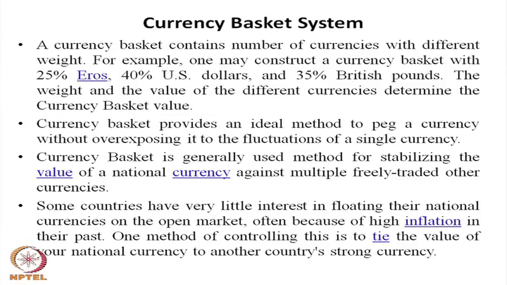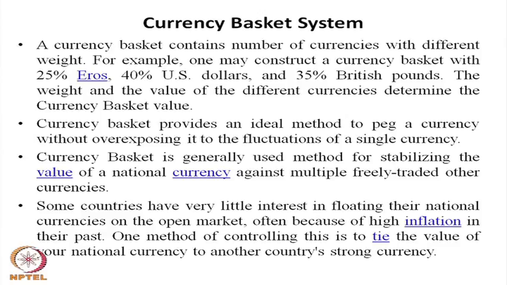Here euro, US dollar and British pounds are the currencies, and the trade percentages are that 25% of their export and import is with the euro, 40% of their export and import is with the US dollar and 35% of export and import is with the pound sterling. These weights decide the exchange rate.